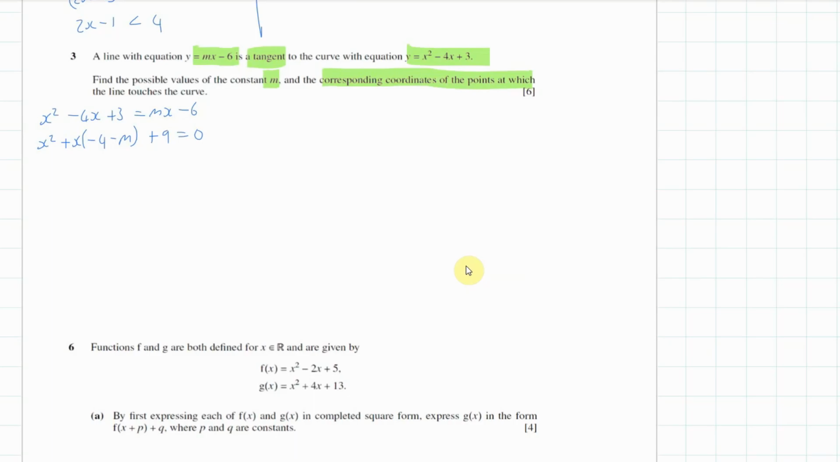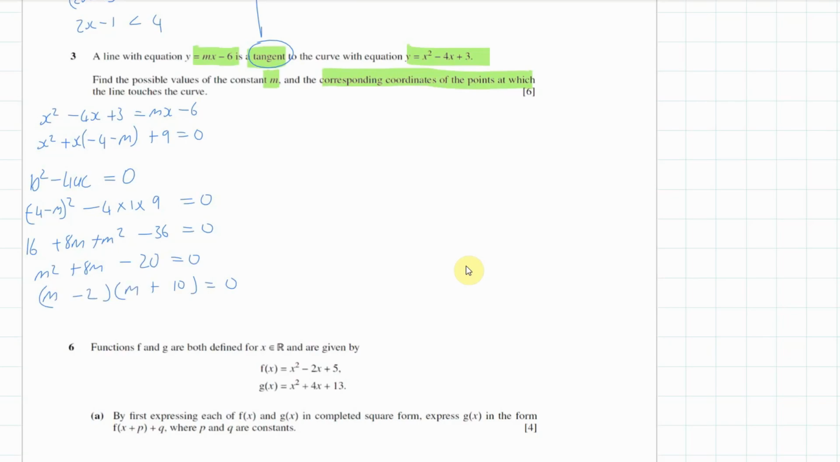Now, if it's a tangent, we know that b squared minus 4ac is equal to 0. So let's do b, which is minus 4 minus m all squared, minus 4a, which is 1, times 9. That ought to be equal to 0. So we get 16 plus 8m plus m squared minus 36 equals 0. So m squared plus 8m minus 20 equals 0. We can factorize this, I think. Is that right? I think it is. 10, take away 2, yep. So m equals 2 and negative 10. Okay, so those are the two values.